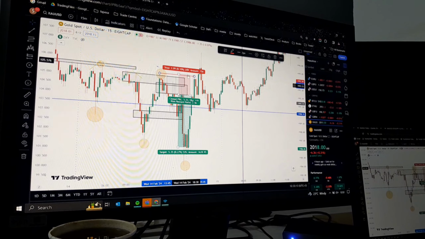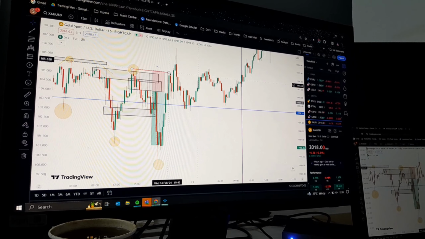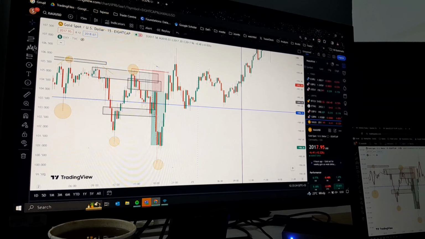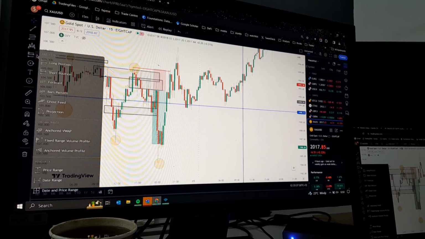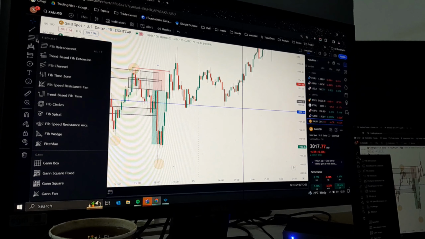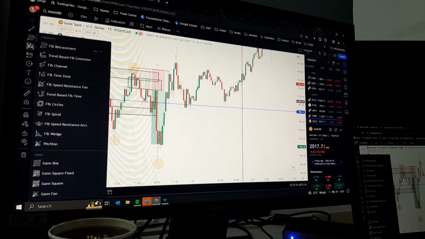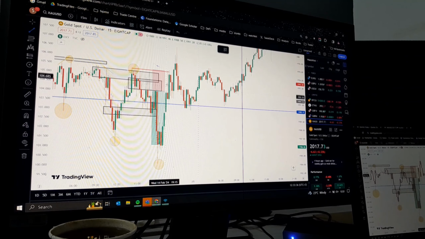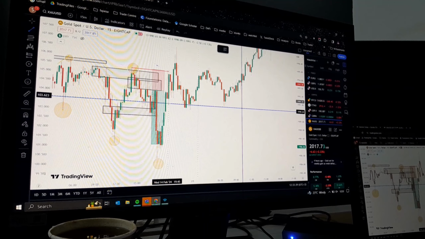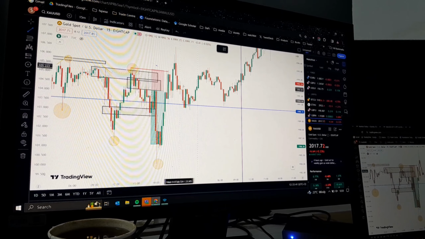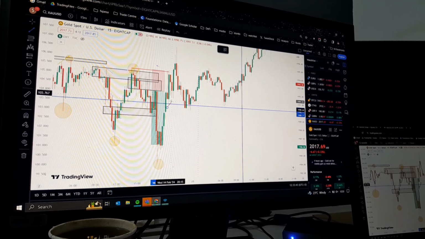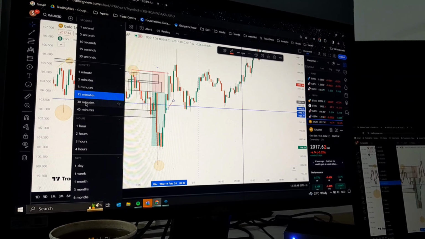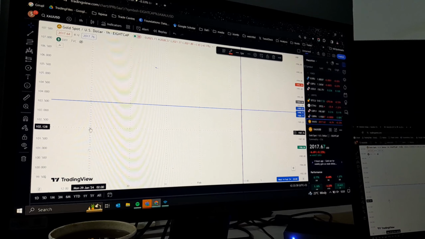Once the change of character happens right here, we'll mark our inducement. An inducement is a pullback, so at this point we'll be marking our inducement at this point. Here was our move upwards, our pullback, then went back up, then came back, took out the inducement. At this part we mark our POI on the 1 hour.